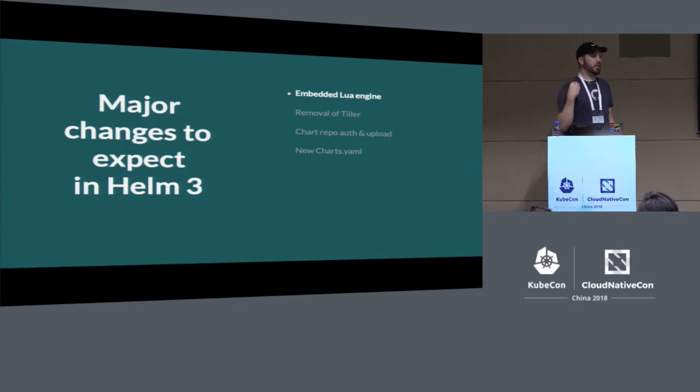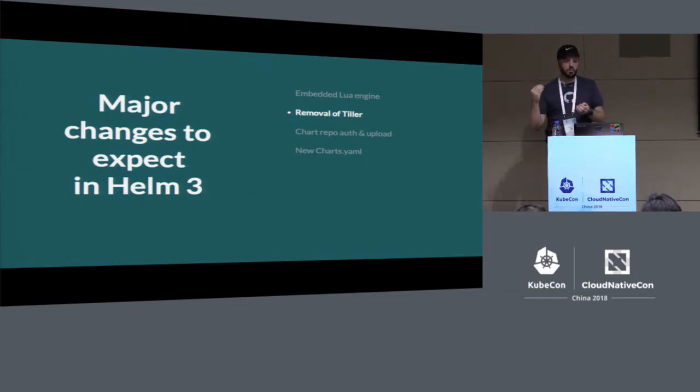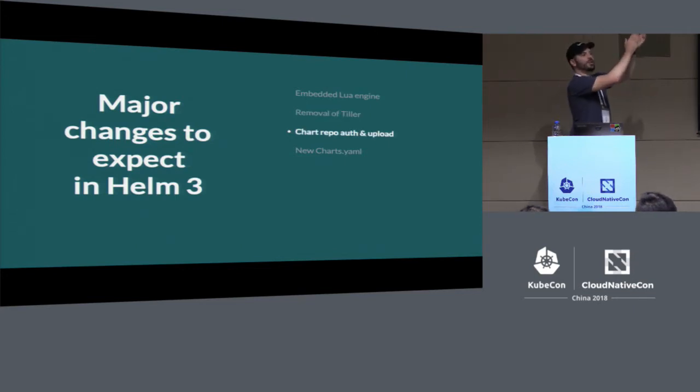So first off is the embedded Lua engine. That will be the thing that will be used for hooks and also for advanced chart usage. We'll dig into that in a second. Next thing, the removal of Tiller. Okay, this is extremely helpful because if you've used Helm, which if you're here you probably have, then you've probably run into problems with Tiller or worried about the security of it. We remove Tiller here.